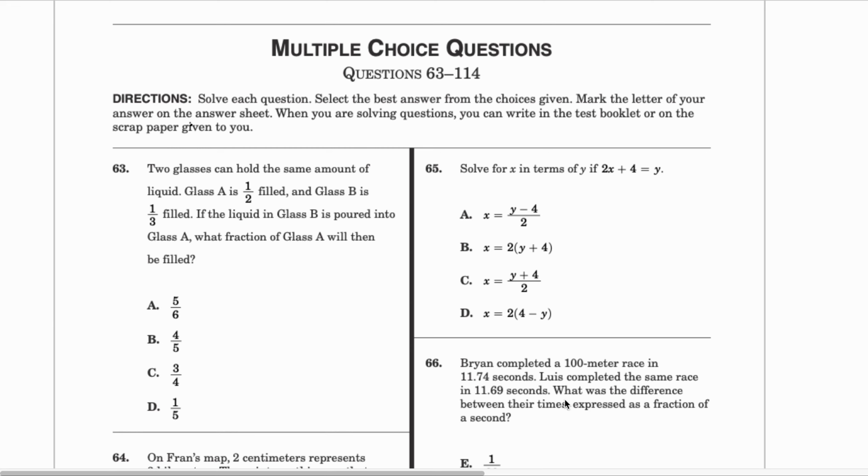Hi, so today we're going to be covering the SHSAT practice test from 2019 to 2020, and we're going to be covering the math section of that test. So let's get started with the first question.